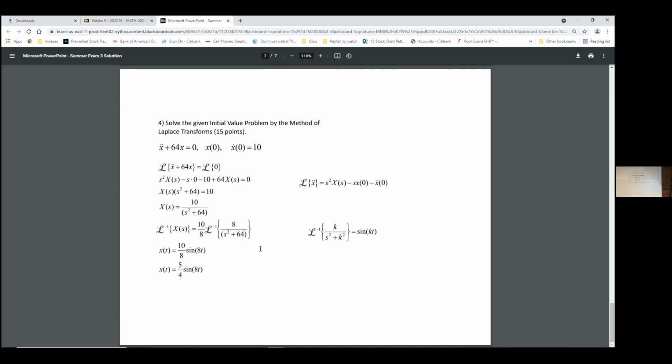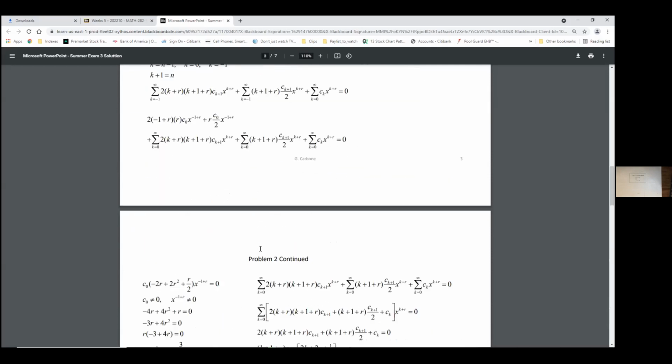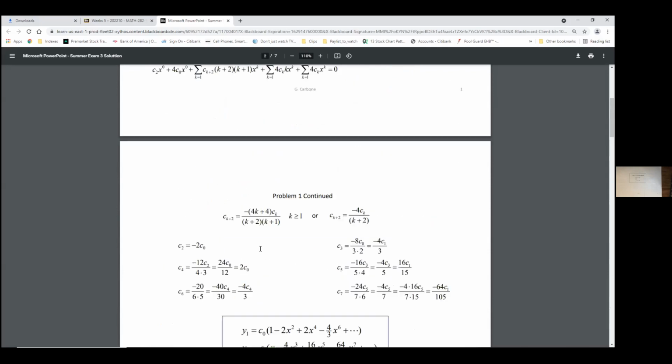I was really surprised. I thought this problem was an absolute giveaway. I thought everyone would get it right. By the way, I think there were 500s in the class. So that's really good, 500s.